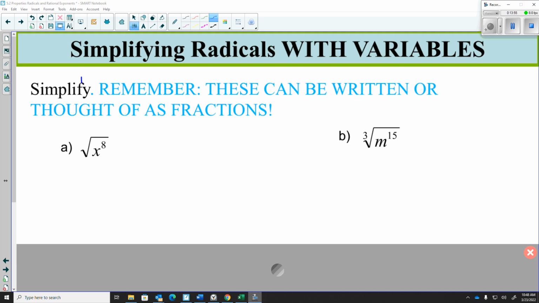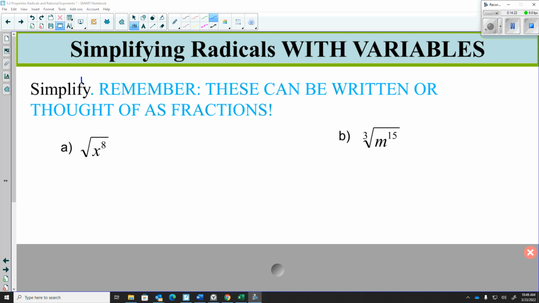All right, here we go. This is now something that we have yet to do. We had been breaking down radicals with numbers in them, but we've not broken down radicals with variables in them yet. So this is where we're going to end it today. We'll see if we can get through this.